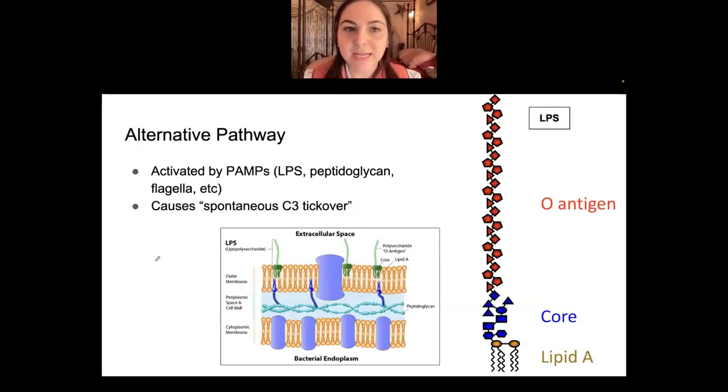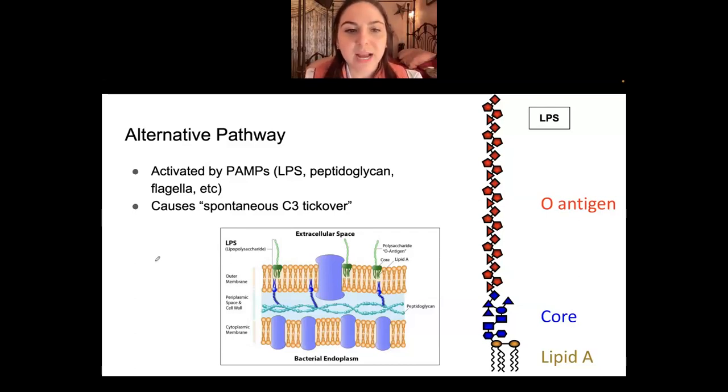The alternative pathway is activated by PAMPs. Again, I put 3 common PAMPs: LPS, peptidoglycan, and flagella. Remember, any viral or bacterial DNA or RNA can also be a PAMP. Anything that other organisms have that we don't have is considered a PAMP. And remember, PAMPs are recognized by your pattern recognition receptors, your PRRs.